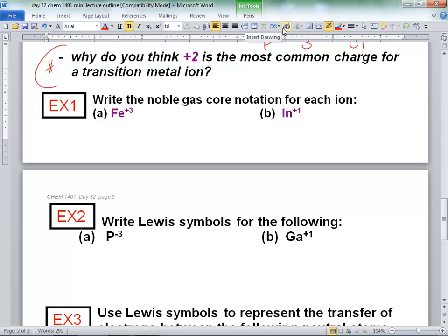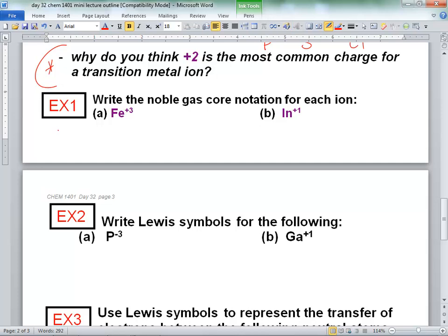All righty. So we want to write the noble gas core notation for each ion. Iron plus 3. And remember the D10 and D5 tricks. Just be careful. They're probably in there. Write the noble gas core notation for iron 3. Pretty much, yeah, you need the periodic table. I do. Unless you can memorize the Aufbau principle. Remember that? I don't think so. I don't want to do that either. So find iron and see what its noble gas core is.